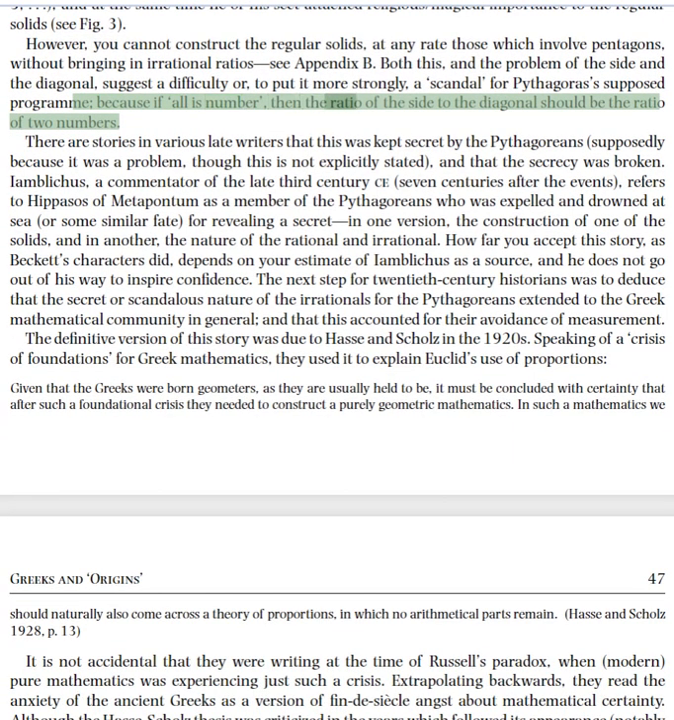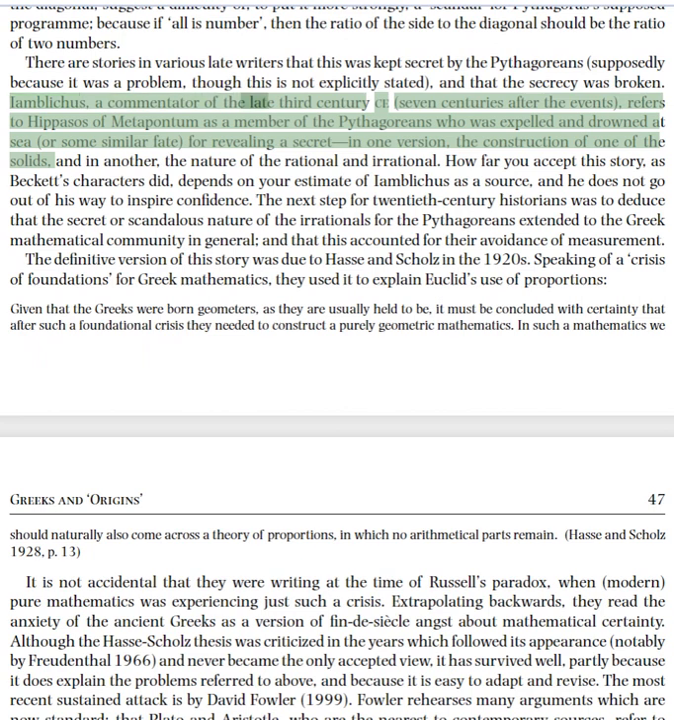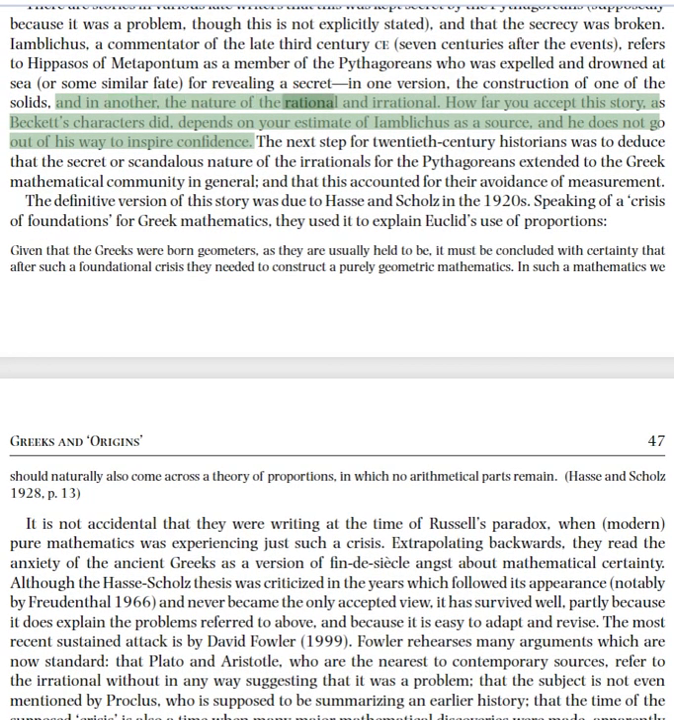Because if all is number, then the ratio of the side to the diagonal should be the ratio of 2 numbers. There are stories in various late writers that this was kept secret by the Pythagoreans, and that the secrecy was broken. Iamblichus, a commentator of the late 3rd century CE, refers to Hippasos of Metapontum as a member of the Pythagoreans who was expelled and drowned at sea for revealing a secret, in one version, the construction of one of the solids, and in another, the nature of the rational and irrational. How far you accept this story, as Beckett's characters did, depends on your estimate of Iamblichus as a source, and he does not go out of his way to inspire confidence.